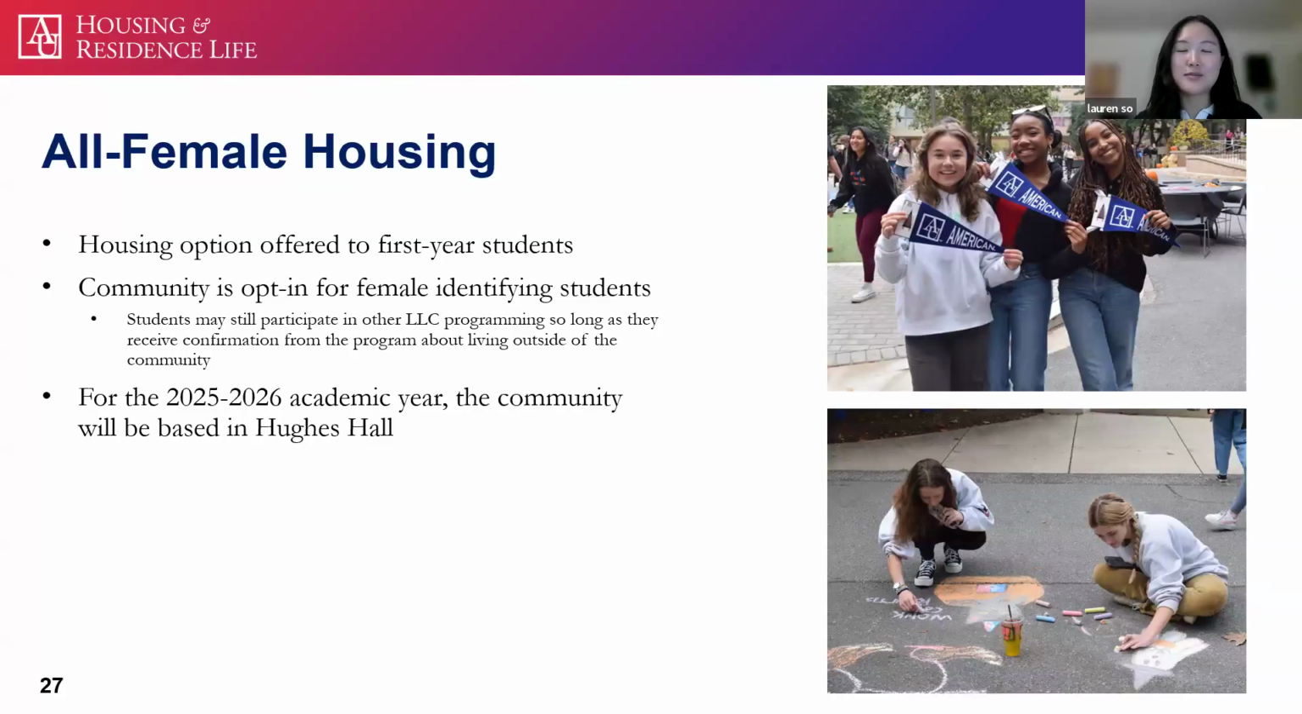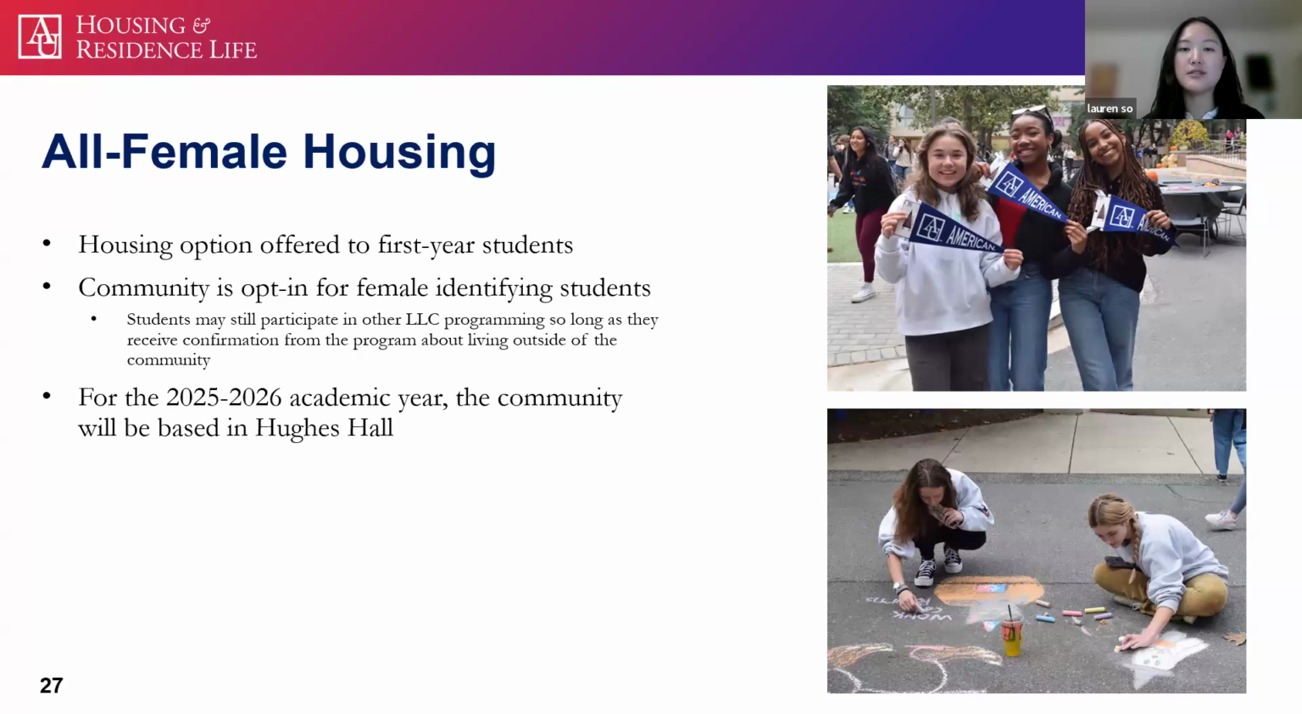Now we're going to shift gears and talk about some of our residential communities available to first-year students. One of those is our all-female housing community. This is an opt-in living option specifically for students who identify as female and are looking for a residential experience alongside other female identifying peers. If that sounds like something you're interested in, you can indicate it on your housing application, similar to opting into the all-gender housing. It'll be a little checkbox.